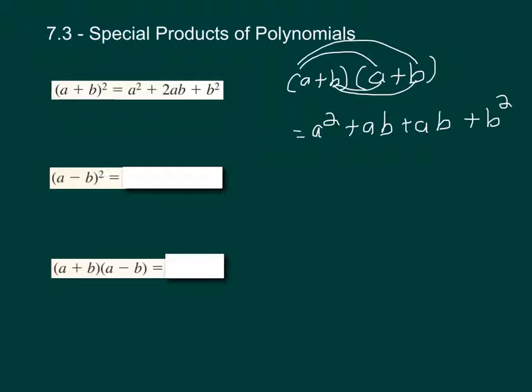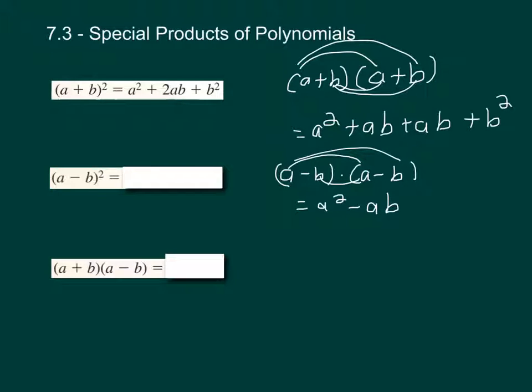I'm going to use the same type of process for the second one, (a minus b) squared. I'm going to write out as two sets of parentheses, a minus b times a minus b. Once again, use the distributive property. A times a is a squared. A times negative b is minus ab.